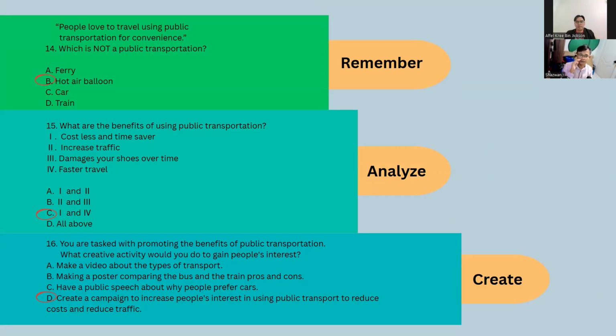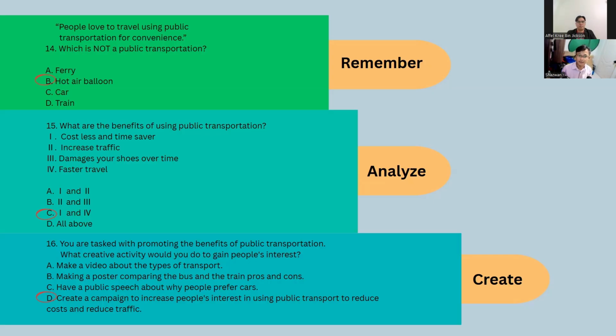For the first question, number 14, the passage says people love to travel using public transportation for convenience. Which is not a public transportation? The question asks them to remember which one is not public transportation. The given options are A, B, C, D. All of them are transportation, but the question asks for public. So they need to remember which one is not available for everyone. The answer will be hot air balloon because you have to reserve it, unlike the other options.